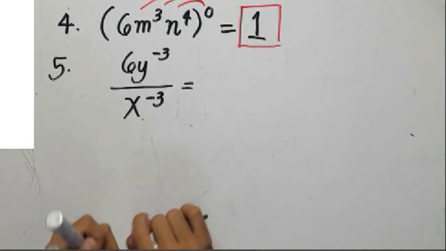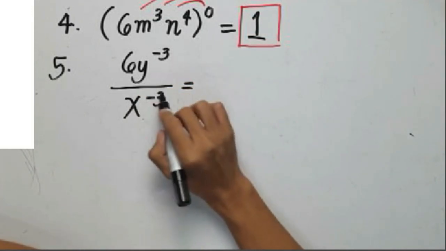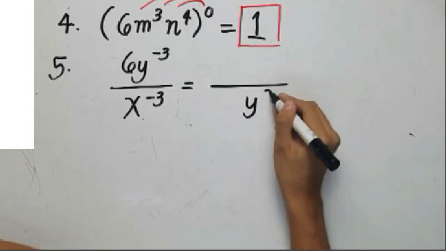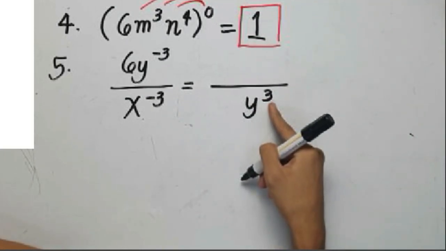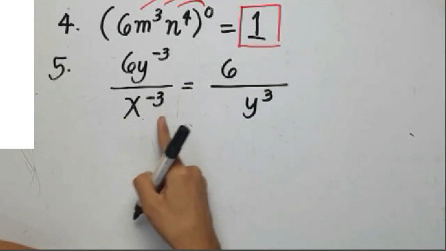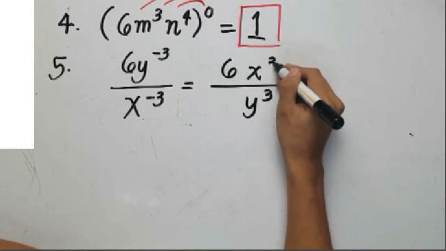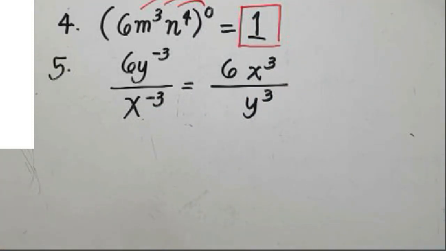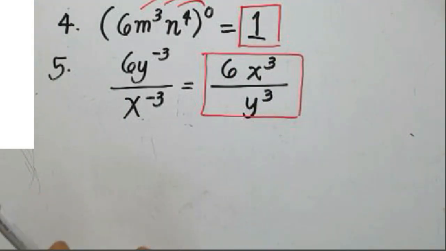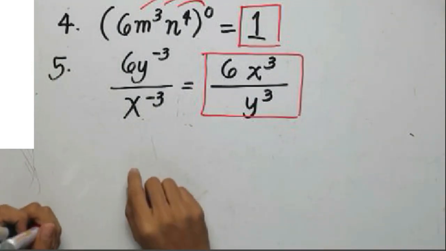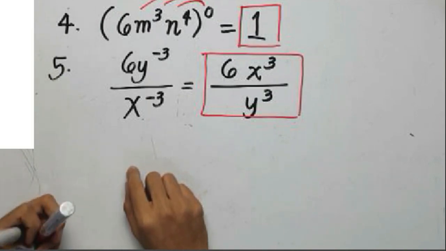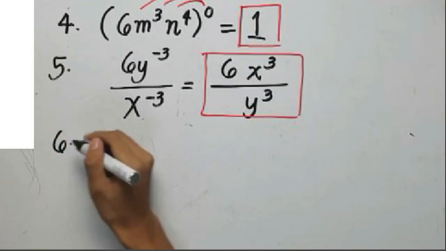So, for example, 6y raised to negative 3 over x raised to negative 3. Si y raised to negative 3 ay lilipat ko sa baba, pero positive na yung kanyang exponent. Si 6, ikakopy ko lang dito. And as we can see, x raised to negative 3 has also a negative exponent. So, ilipat ko siya sa taas na may positive na exponent. So, that will be the final answer. Para ka na nag-simplify. So, pag nakakita kayo ng negative na exponent, ang ibig sabihin lang nun ay kukuhanin mo yung reciprocal. Okay?